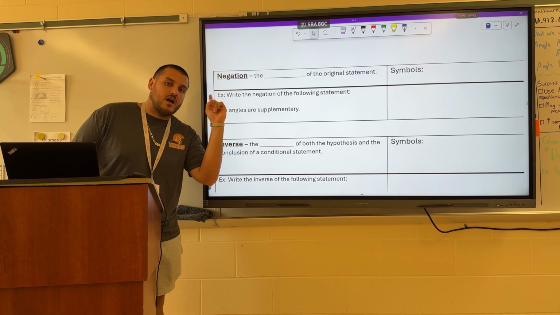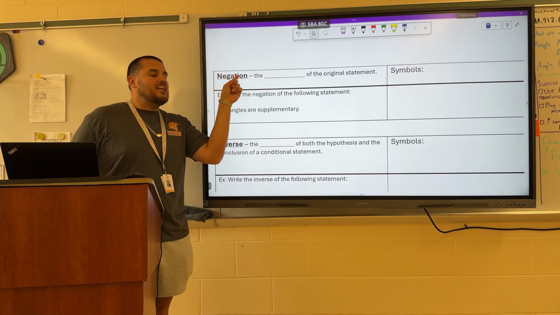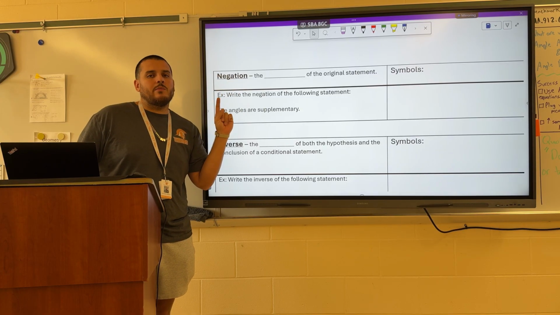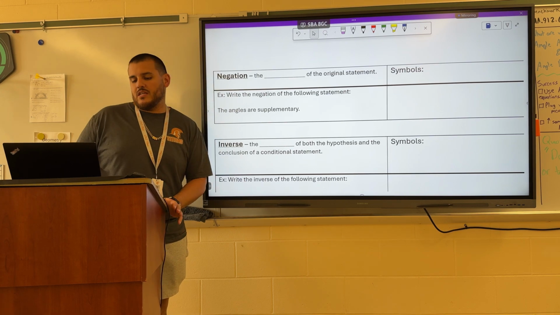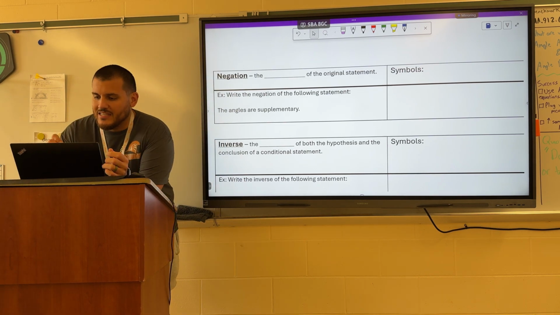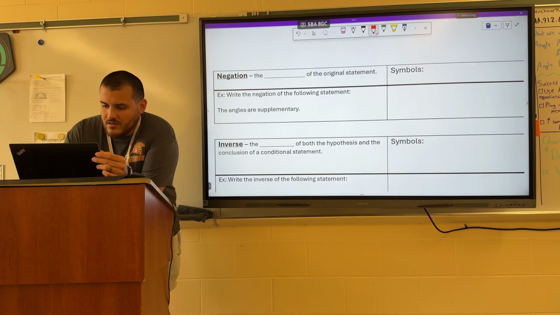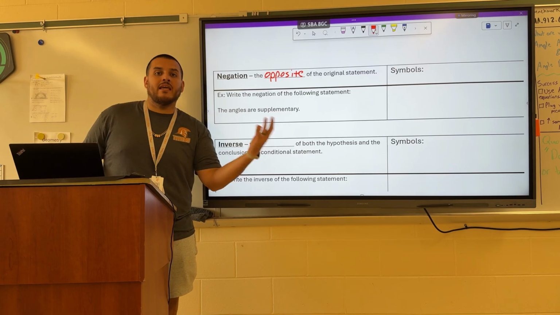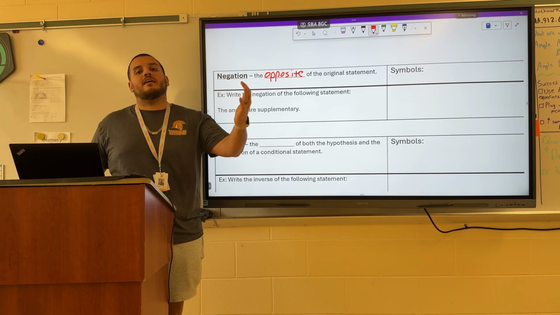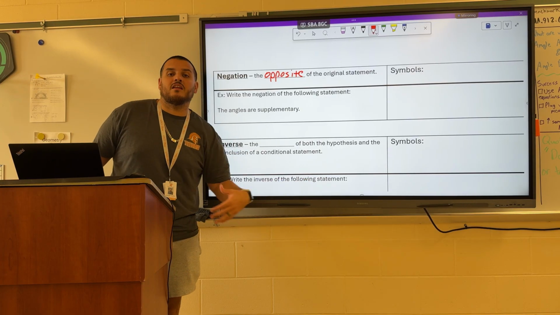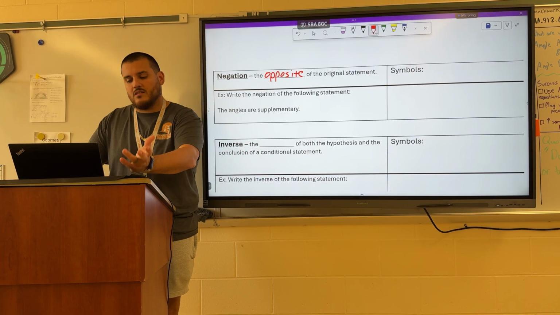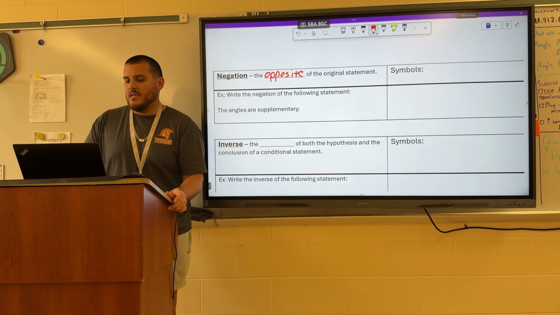So remember, we have three types of conditional statements that we're going to be learning about. We just got over the converse statement. And negation is not a type of conditional statement, but it's something we need to understand in order to understand the other two conditional statements. So the negation is the opposite of the original statement. The exact opposite. So if you say something is, to negate it would be to say that it is not. And if you say that you don't do this, then the negation of that would be that you do this, right? So it's always the opposite of a thing.